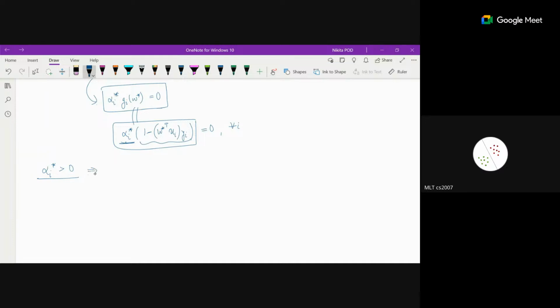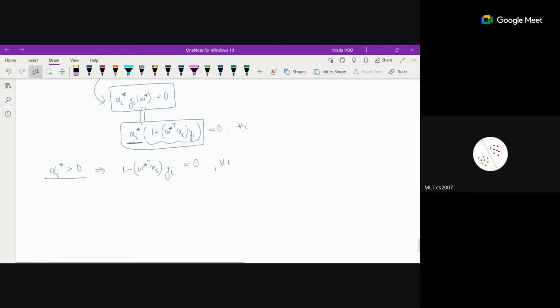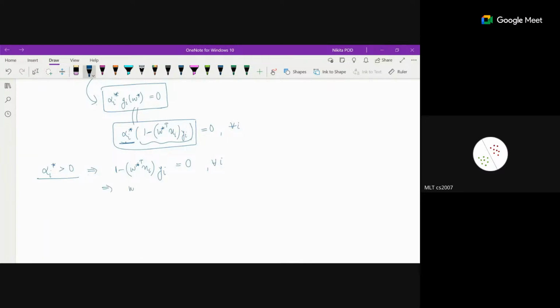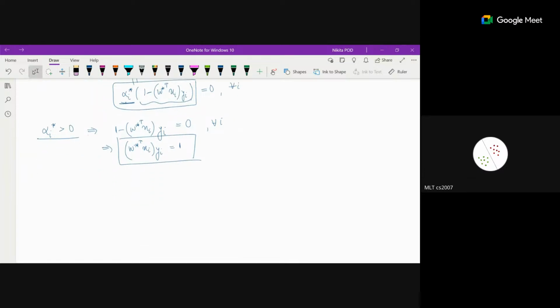So from here, we can say that 1 minus W star transpose xi yi has to be equal to 0, for every i. And this can be written as W star transpose xi yi is equal to 1. This is for every i. So W star transpose xi yi is equal to 1. This is what we got.